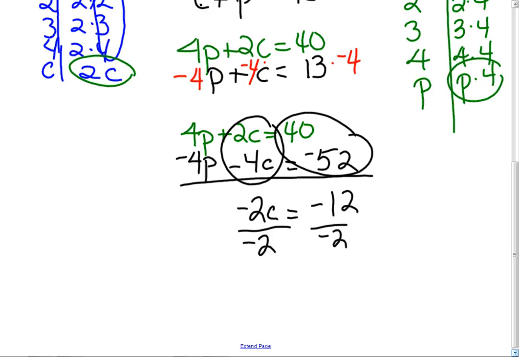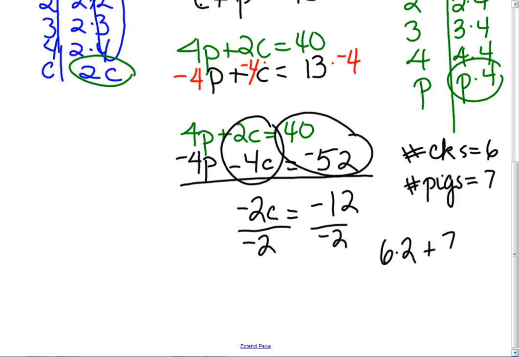Yeah. So the number of chickens equals 6. And how many animals do I have in all? 13. So how many pigs do I have? Well, it's 13 minus 6, which is 7. Does that work? Does that give me 40 legs? Let's check it. Chickens have 2, so 6 times 2. Pigs have 4. That's 12 plus 28. Is that 40? Yeah.